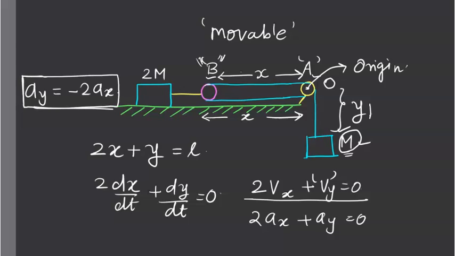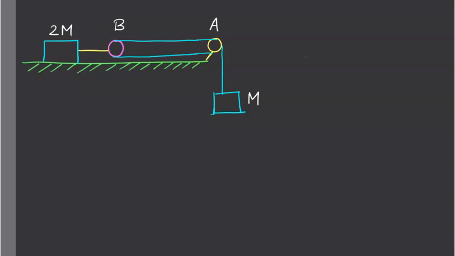So remember that if you take this mass acceleration as a, then you have to take this 2m acceleration to be a by 2. So we will do that. Let's go to the next. So here the acceleration of this particular block is a by 2, and for this it is a.